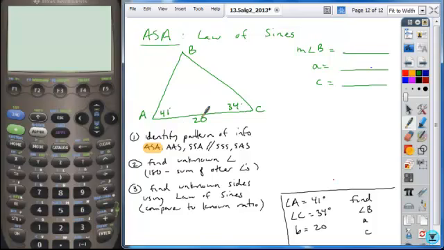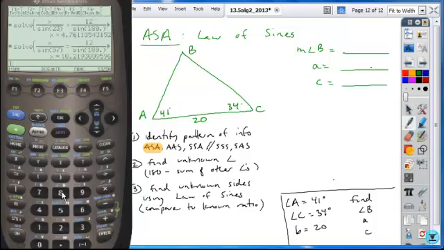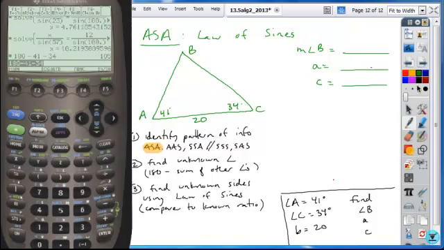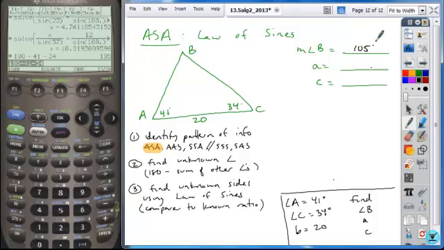And next we find our unknown angle, so we can take 180 degrees, subtract our given angles, 41 and 34 from that, and we find our measure of 105. Once we have that measure, we can now determine what our known ratio is. Our known ratio is going to be sine of 105 over 20, or vice versa. And we can solve for the unknown sides.